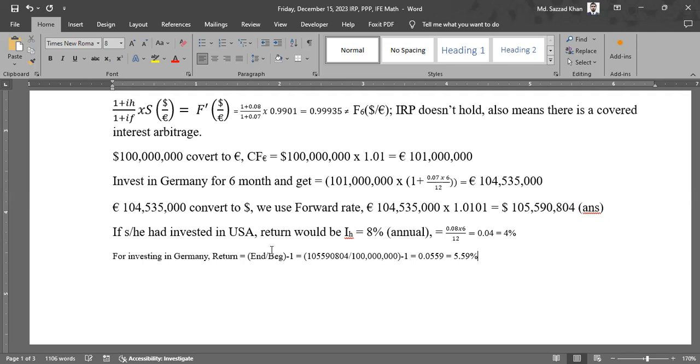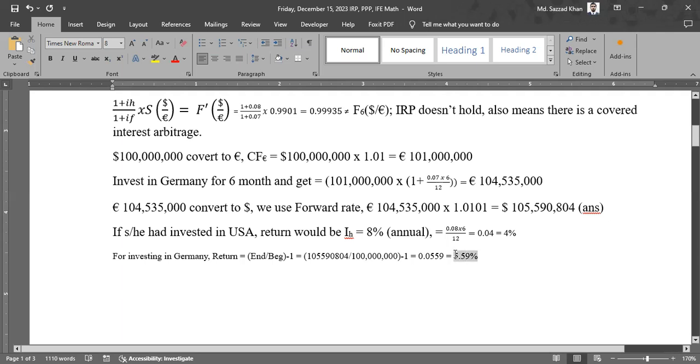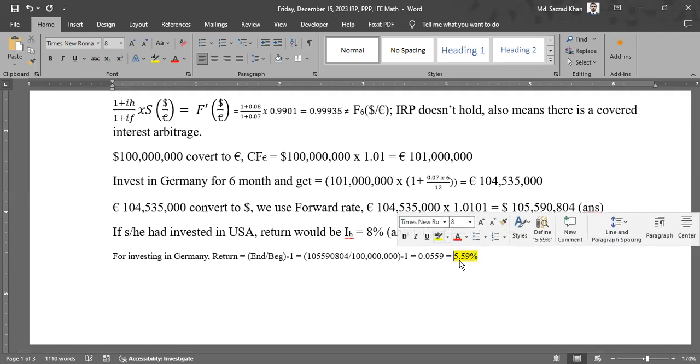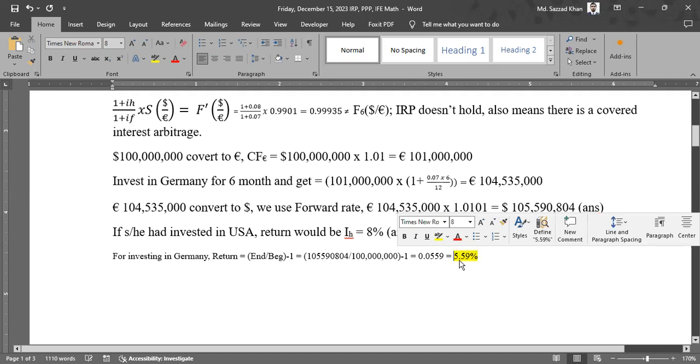Funny thing is, if you can see, for investing in Germany for 6 months, you're earning 5.59% for the half year.